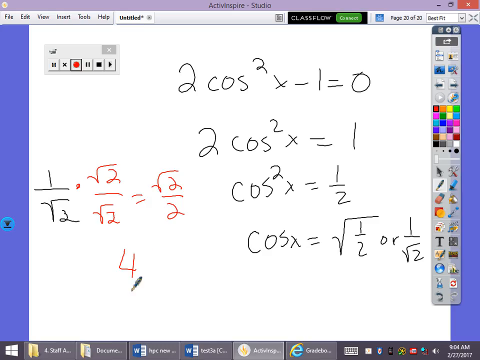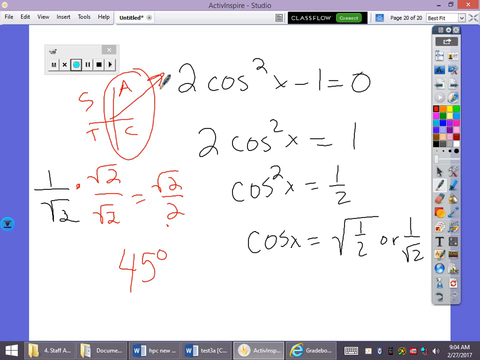Where is cosine the square root of 2 over 2? 45 degrees. Am I looking at positive or negative? Positive. All students take cash. Where is cosine positive? These two neighborhoods. So 45 and 315. Because I did 360 minus 45 because my angle is before the line. When the angle is before the line, you subtract. When it's after the line, you add. Good?